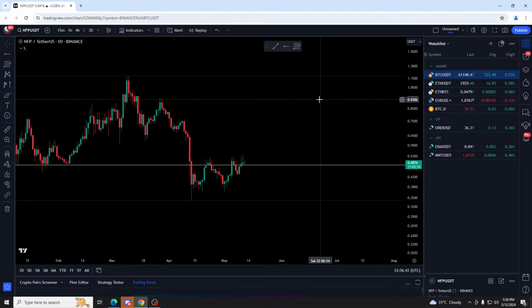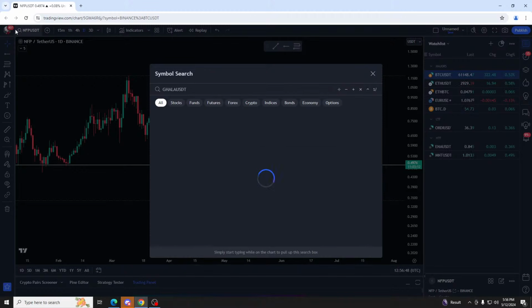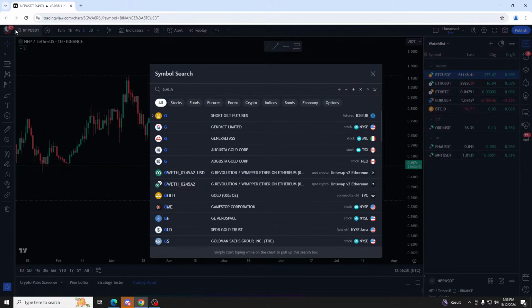Do you have spot bags? Nope. Okay, Gala. I saw you state Gala a lot, so I'll do that now.